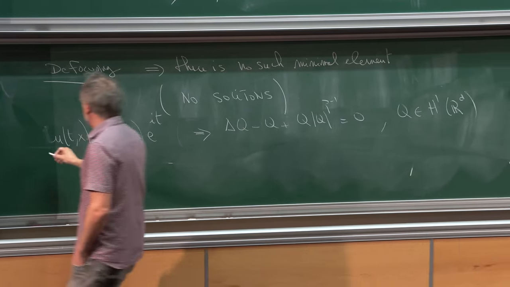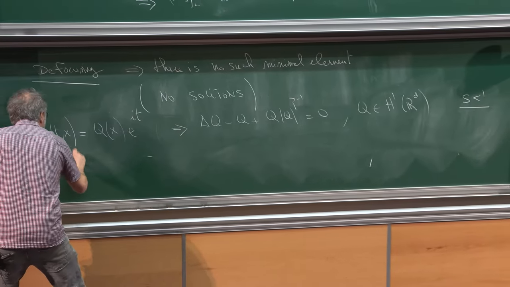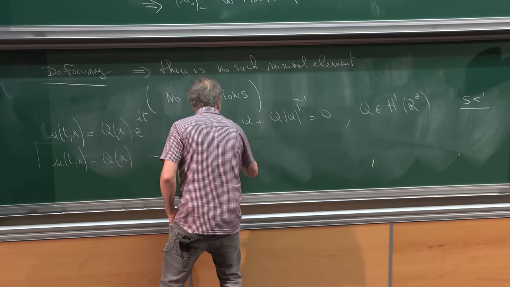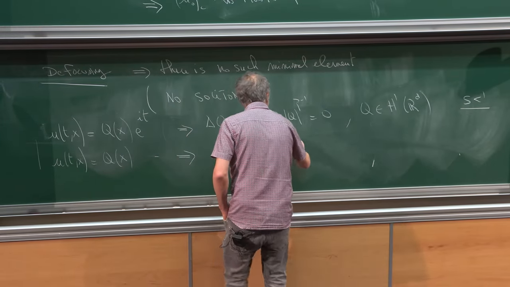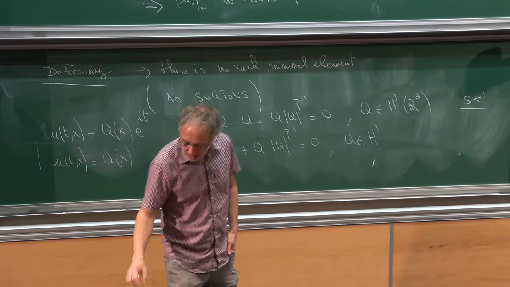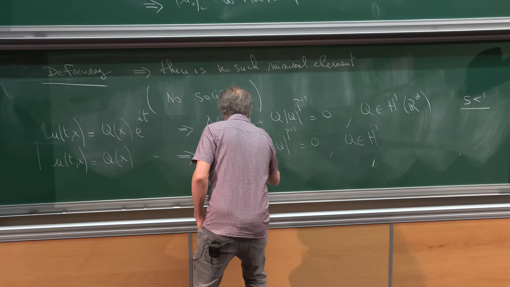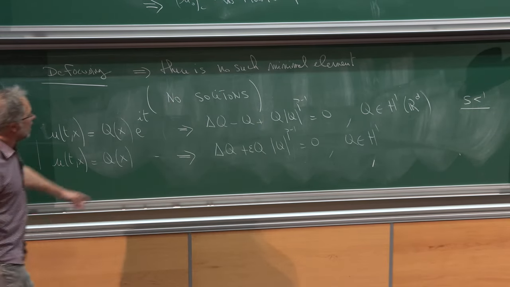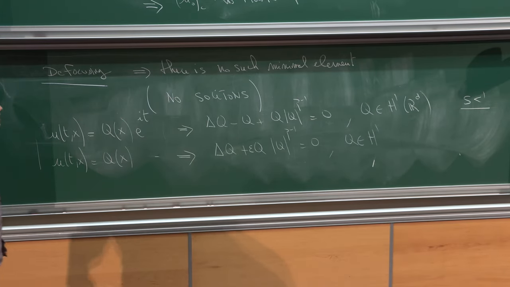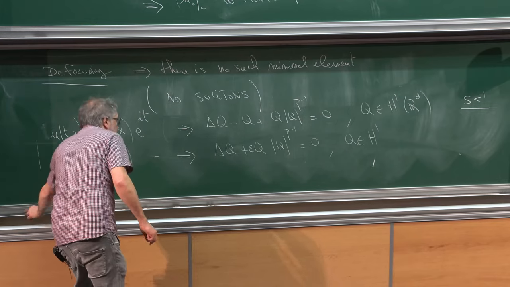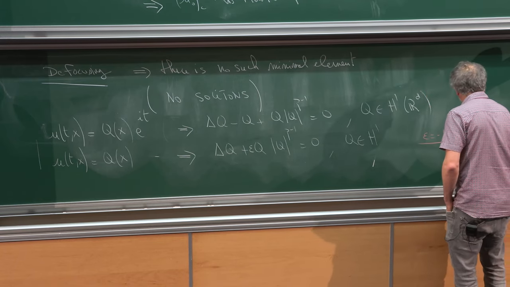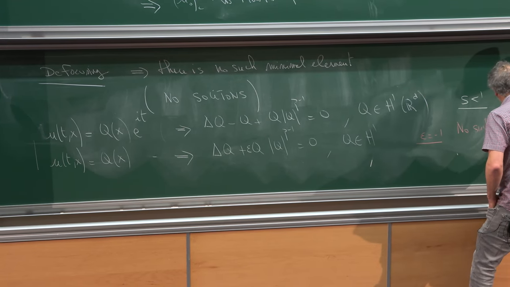When S is bigger than 1, an ansatz for a soliton should be Q of X. It's a stationary solution. So it leads to Laplace Q plus epsilon Q times Q to the P minus 1 equal to 0, Q in H1. And now it's very easy to see that in the focusing case, I do have such a solution. You just look at the radially symmetric case if you want, and you solve your ODE. But of course, if epsilon is minus 1, there are no such solutions because you integrate by parts.